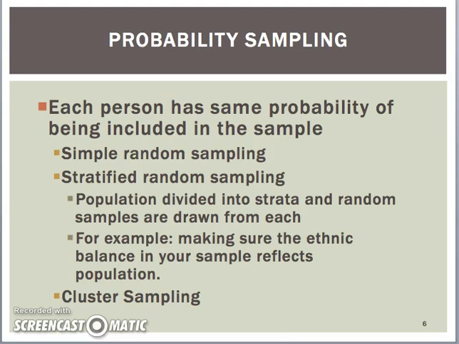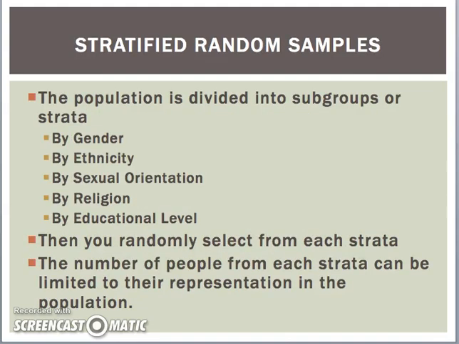Stratified sampling is simply where you take your population and you divide it into strata or categories, and random samples are drawn from each of those populations. So one of the reasons for using a stratified random sample is to make sure, for example, that the ethnic balance of your surveyed individuals is representative of the ethnicity balance in your larger population. And I'll talk about cluster sampling a little bit later. But let me show you an example of a stratified sample.